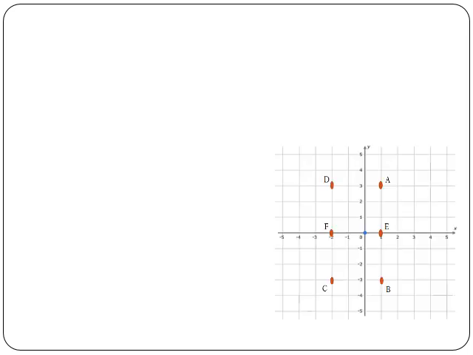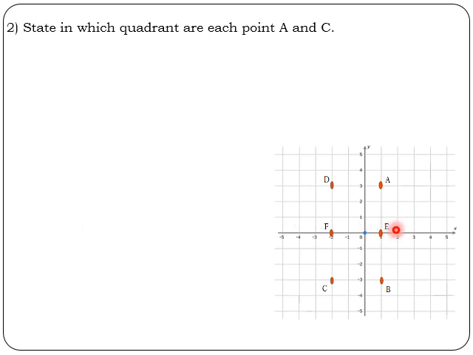What are the other parts? Here is the figure. State in which quadrant each point A and C is. Here is point A. It's in quadrant 1. It has a positive abscissa and a positive ordinate. Point C, it's here. It's in quadrant 3. It has a negative abscissa and a negative ordinate.